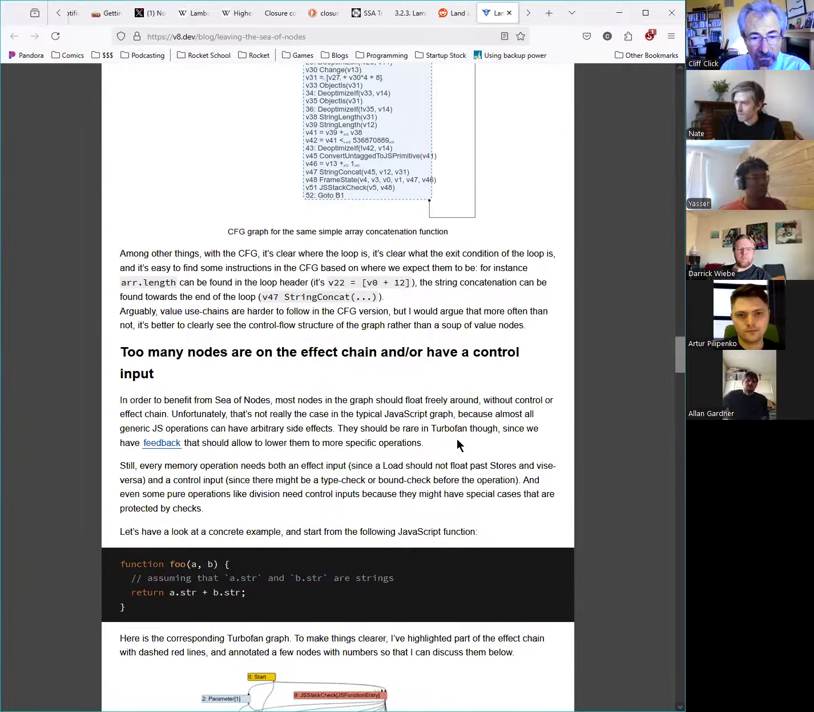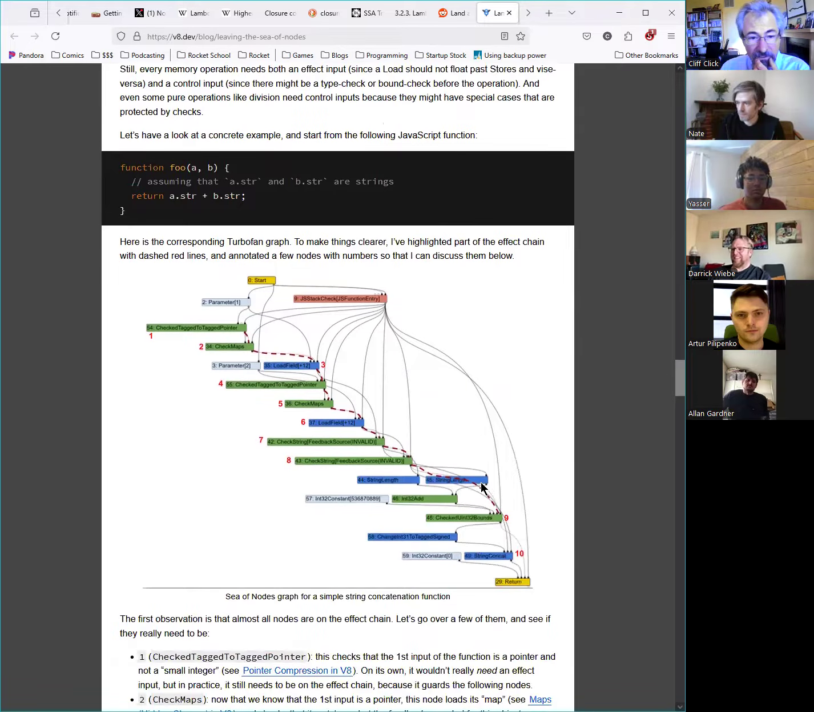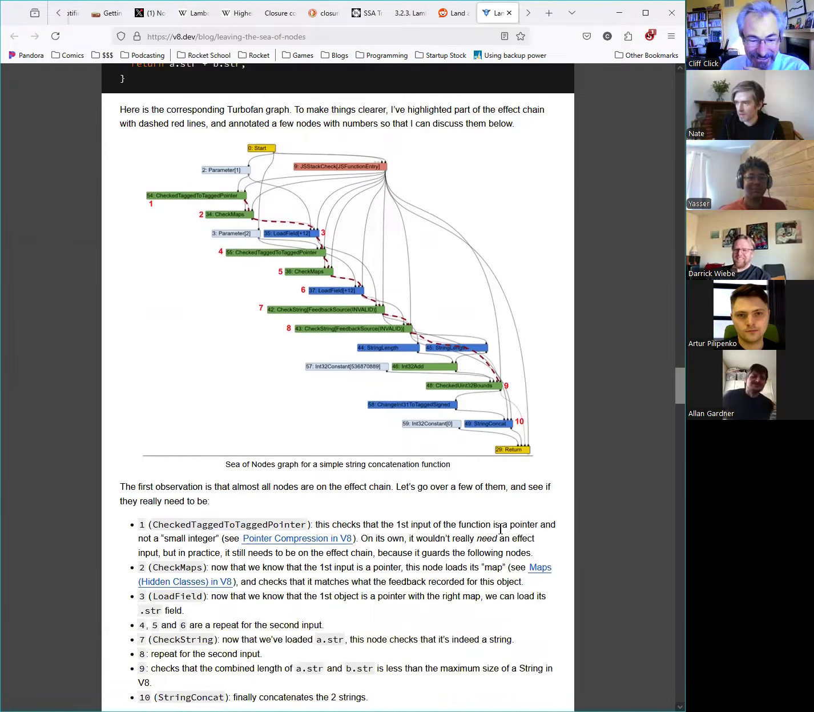The columnar layout really helps reading. Too many nodes are on the effect chain. Yes, so get them off. So instead of saying too many nodes are on, we fixed that. They said too many nodes are on, so we suck. So then we tried to work around leaving the nodes on. No, don't leave the nodes on the effect chain. Get them off. Yeah, that's kind of what they're getting at right here.